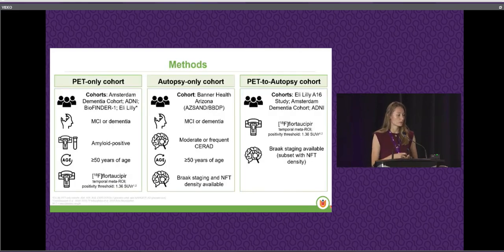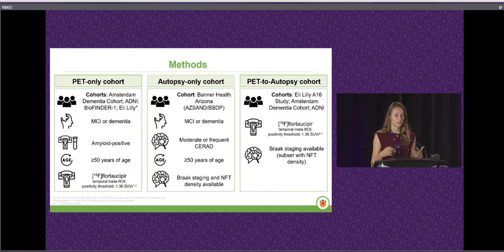So for the PET-only cohort, we included participants from the Amsterdam Dementia Cohort, from ADNI, BioFINDER-1, and different studies from Eli Lilly. They all had MCI or dementia, they all were amyloid positive, and all underwent flortaucipir PET imaging, from which we calculated temporal meta-ROI SUVR. For the autopsy-only cohort, we included participants from the Banner Health cohort in Arizona.